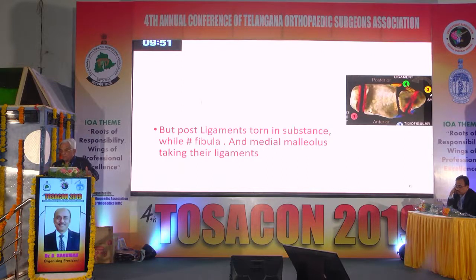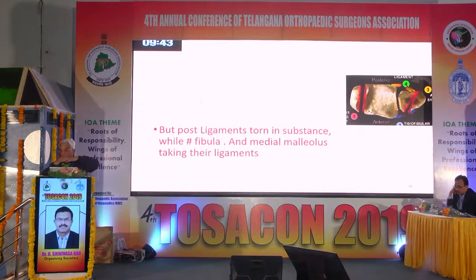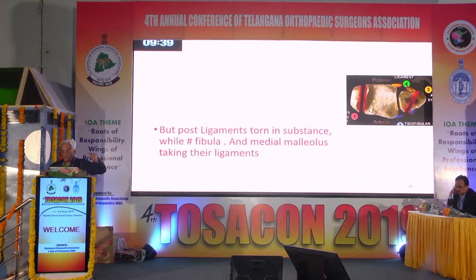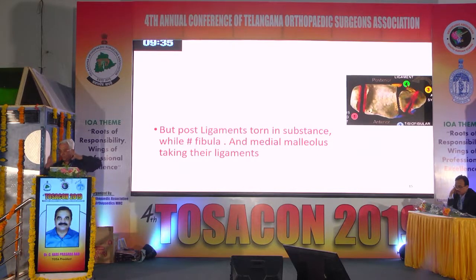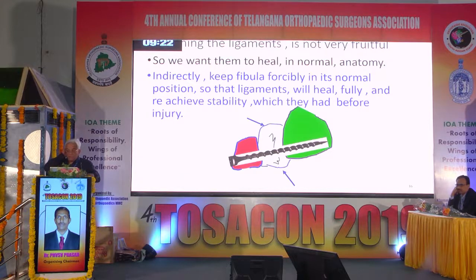So now how do we do it? We keep those ligaments in a normal anatomical position and allow them to heal. And in order to keep that normal anatomical position, we fix the fibula to the tibia so that the fibula remains stationary on the tibia and those ligaments will remain normal. And that is the purpose of the syndesmotic screw. Stitching the ligament is not very fruitful, so we want them to heal in a normal anatomy.